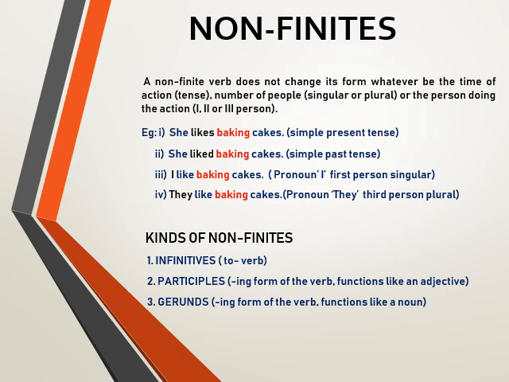Let us see the kinds of non-finites. The first one is infinitive: to plus base form of the verb. The second is participle: the ing form of the verb functions like an adjective. The third is gerund: the ing form of the verb functions like a noun.